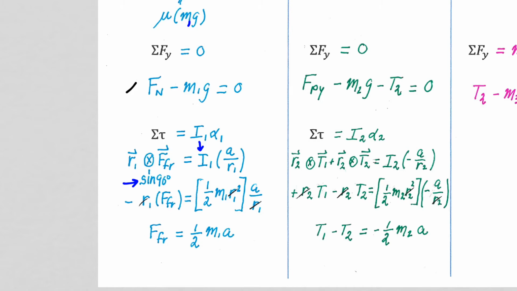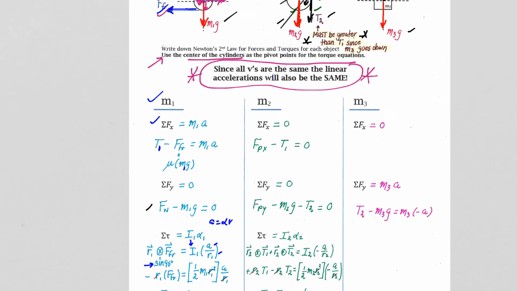It's a solid disk. A equals alpha r, right? So that's our A equals alpha r. So alpha equals A over R. We drop the subscript on the A. We have R1. It is rotating clockwise. So that is a thumb into the paper, right?